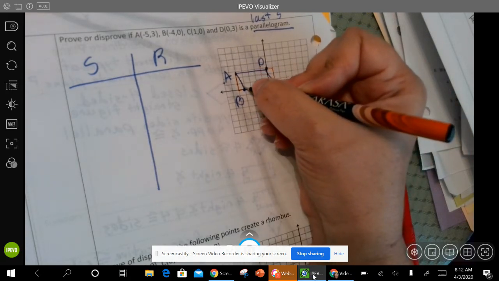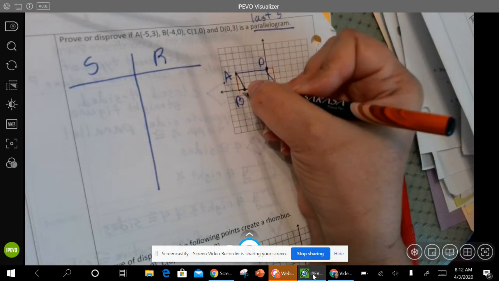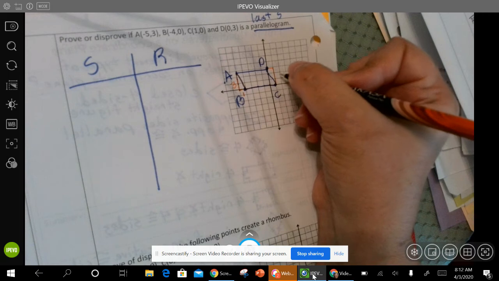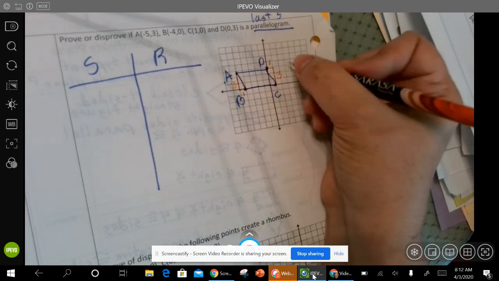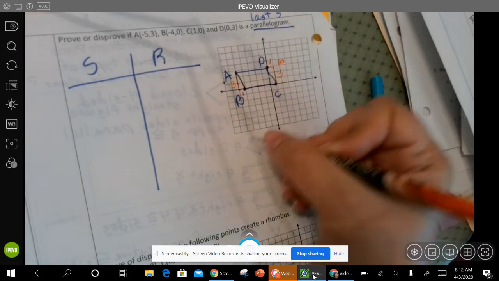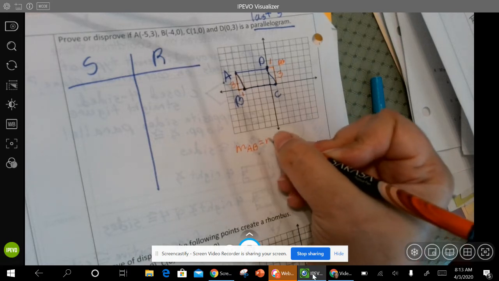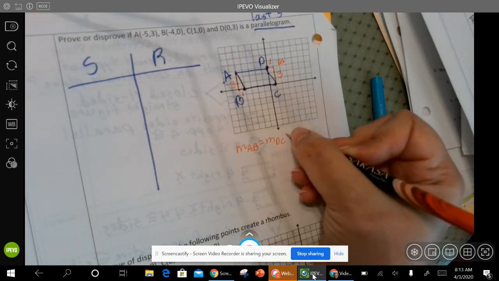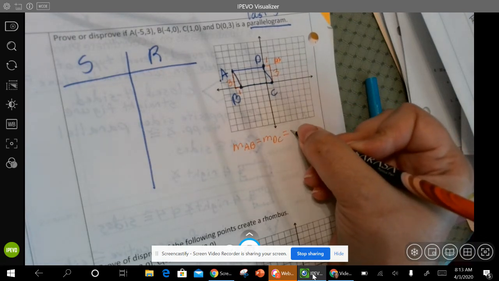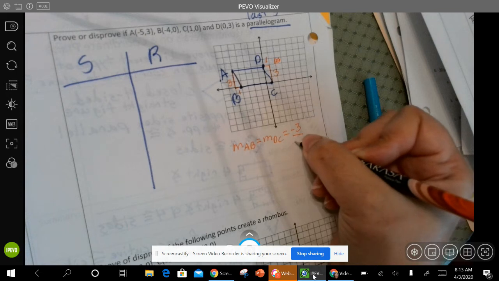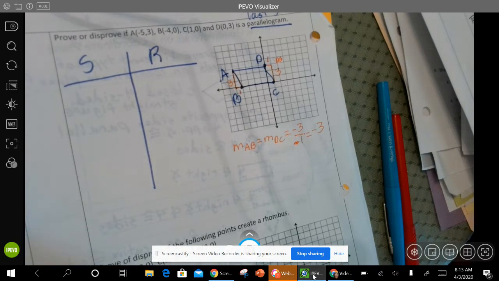Okay, these slopes are going down, so they're going to be negative. So we're going over 1, up 3, over 1, 2, 3, up 1. Okay, so that means the slope, I'll write it down here. So the slope of AB and the slope of DC are both going to be equal to 3. Remember, it's rise over run, over 1. So they both have a slope of -3.